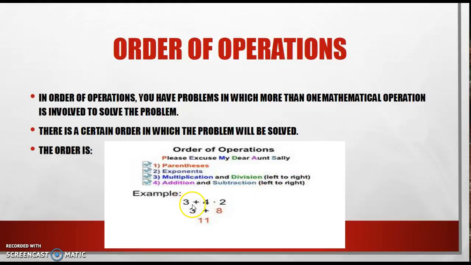So we see a problem here, 3 plus 4 times 2. We don't have any parentheses. We do not have any exponents. The next step is multiply and divide from left to right. So as we go across, we have a multiplication problem right here, 4 times 2, which is 8. And now we do 3 plus 8, which is 11. There will be some pretty simple problems that we're going to do early in the week. And then we're going to do some problems that have almost all of these operations involved.